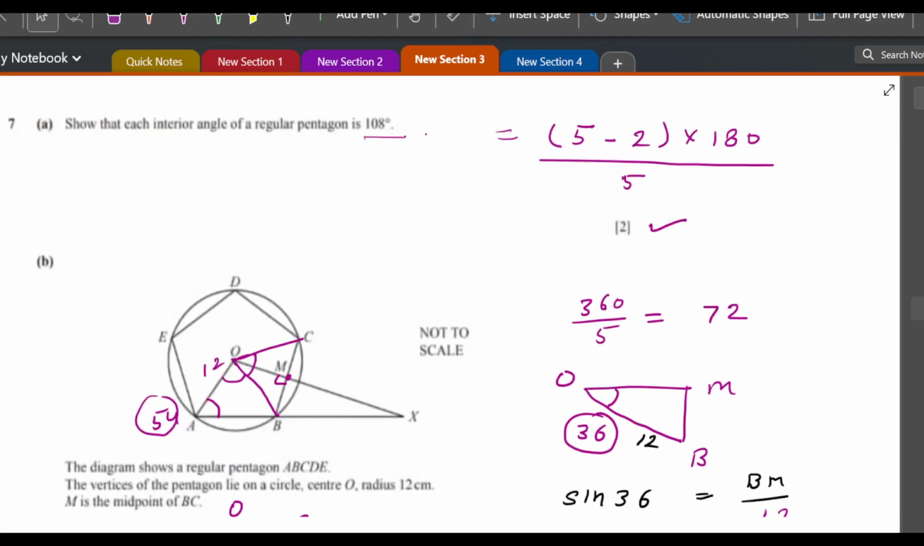Any other question? Conditional problem. It's simple, actually. Okay.